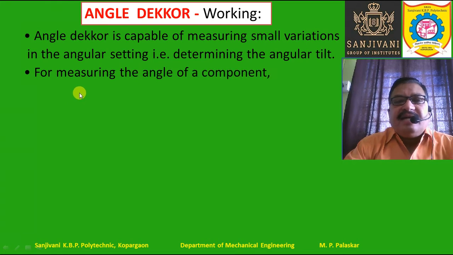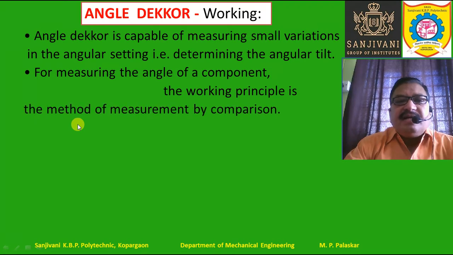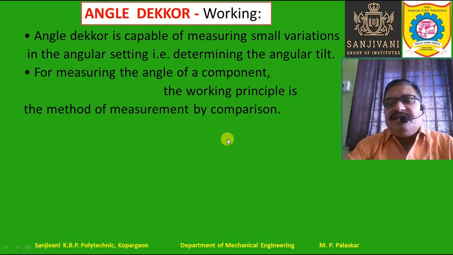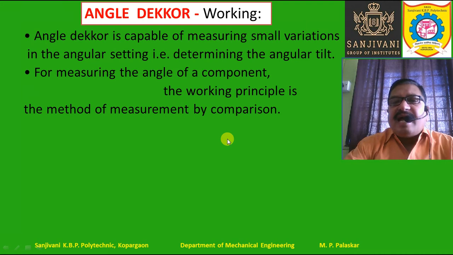For measuring the angle of a component, the working principle is the method of measurement by comparison. So comparison is done in this angle decker. Comparison is always done with the standards, and the standards which we are using here are nothing but the angle gauges. So we are using a combination of angle gauges, and by using the combination of angle gauges we set the angle which is approximately equal to the angle of the component whose angle is required to be measured.